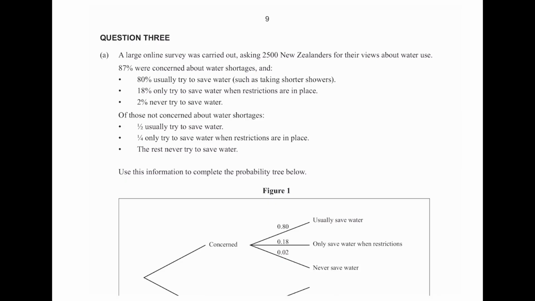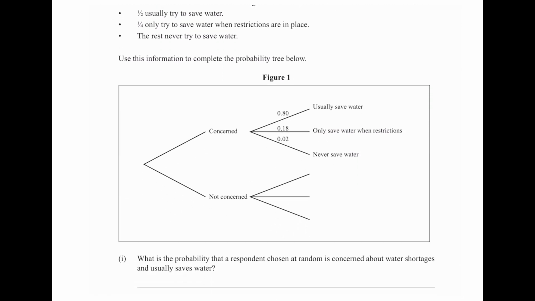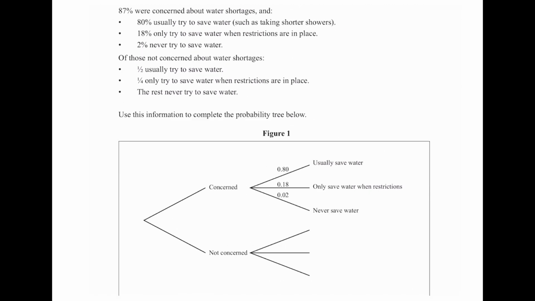A large online survey was carried out asking 2,500 New Zealanders for their views about water use. Okay, we've got all of the percentages there, and we want to fill out this probability tree. So 87% were concerned about water shortages. So 0.87 were concerned. Now remember, our probabilities must sum to 1, so that means that the not concerned must be 1 minus 0.87, which is 0.13.